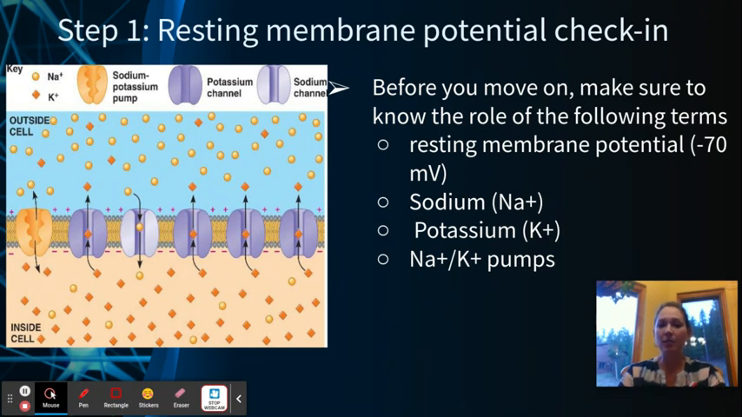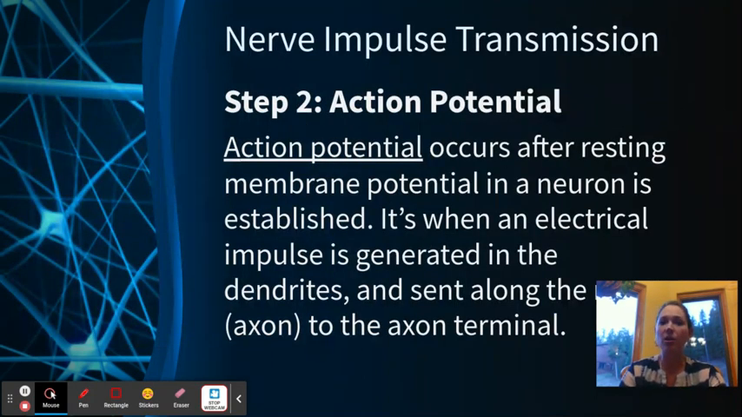So now we need to talk about step 2, which is called an action potential. What we're going to talk about for the next couple of days is nerve impulse transmission. Step 2 is called an action potential, and this occurs after the resting membrane potential in a neuron is established. So it has to be at that negative 70 millivolts. And then an electrical impulse is generated in the dendrites and sent along the axon to the axon terminals. Next class, we'll talk about what happens once it reaches the axon terminals.